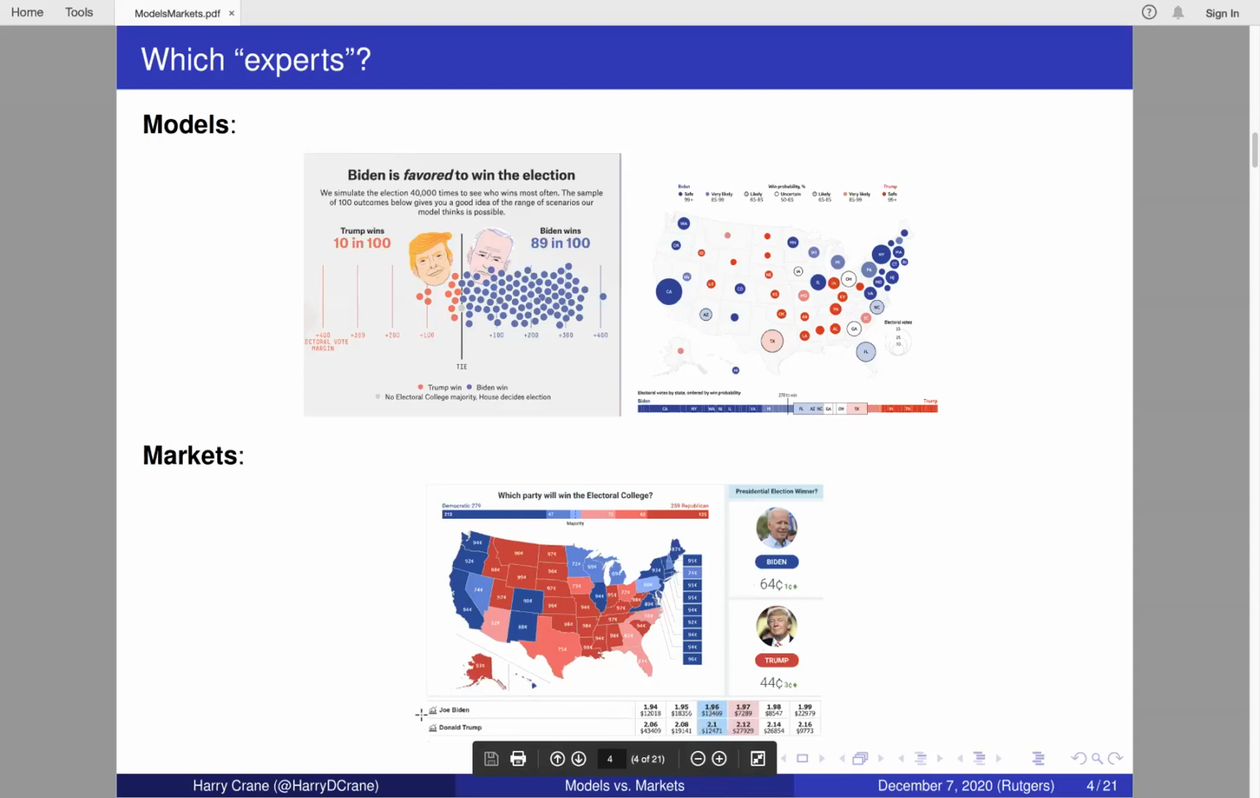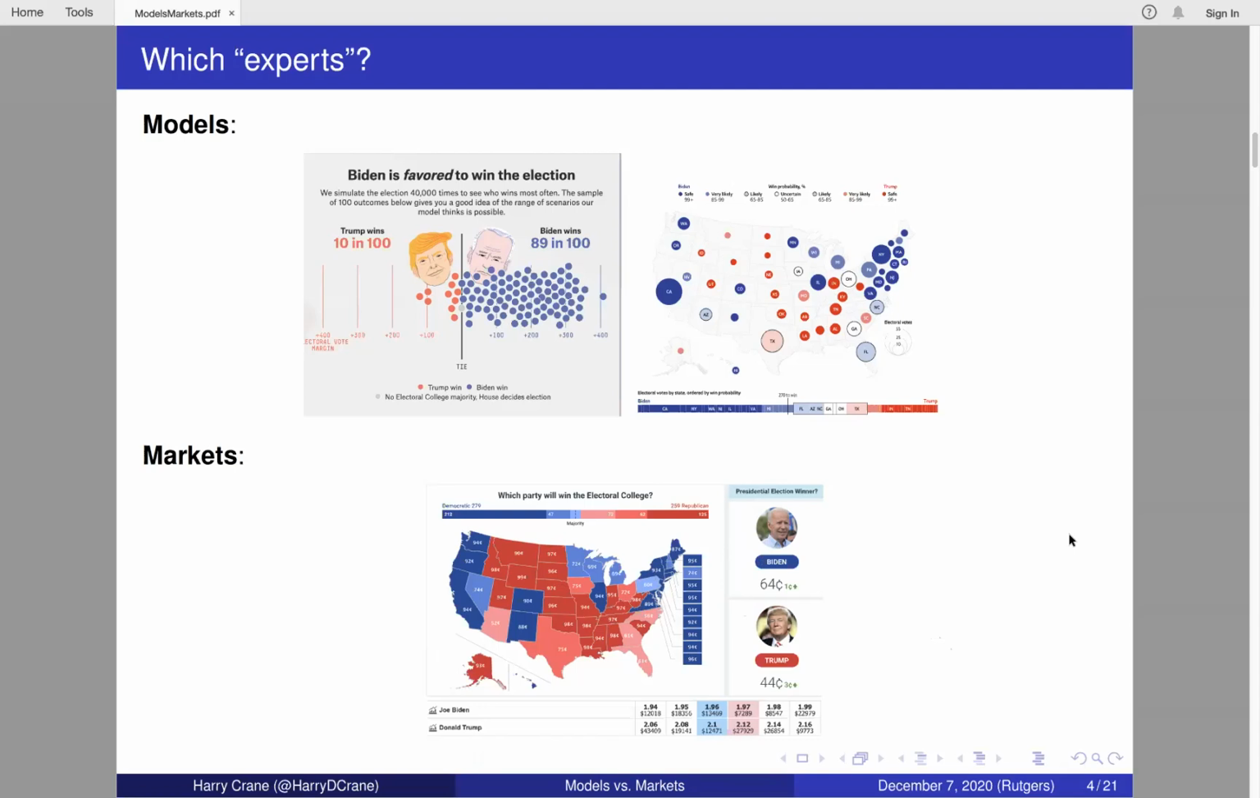But I believe that this number was from about a month or two before the election, so it's a little bit of an old number. The first observation that I want to make here is that the models have a very different outlook from the markets. The models are giving Biden a 90% chance, and the markets are only giving him, say, a 60 to 65% chance. And this was consistent across all of the markets, not just these two.